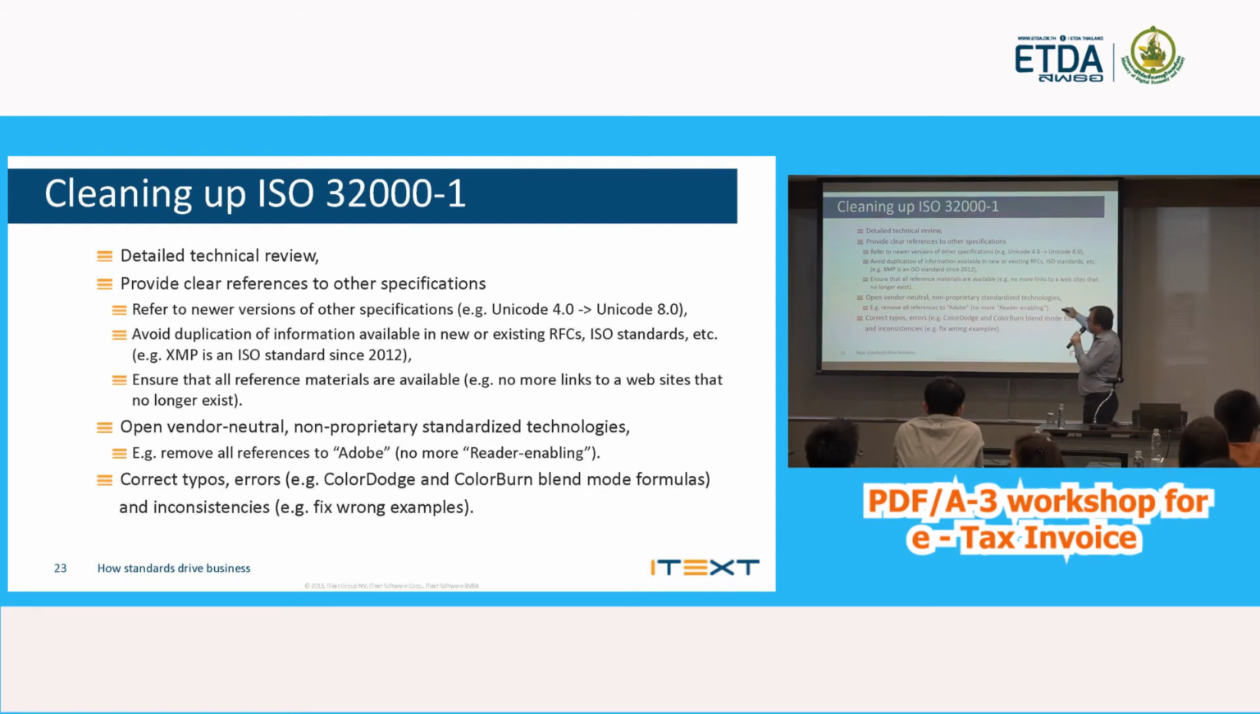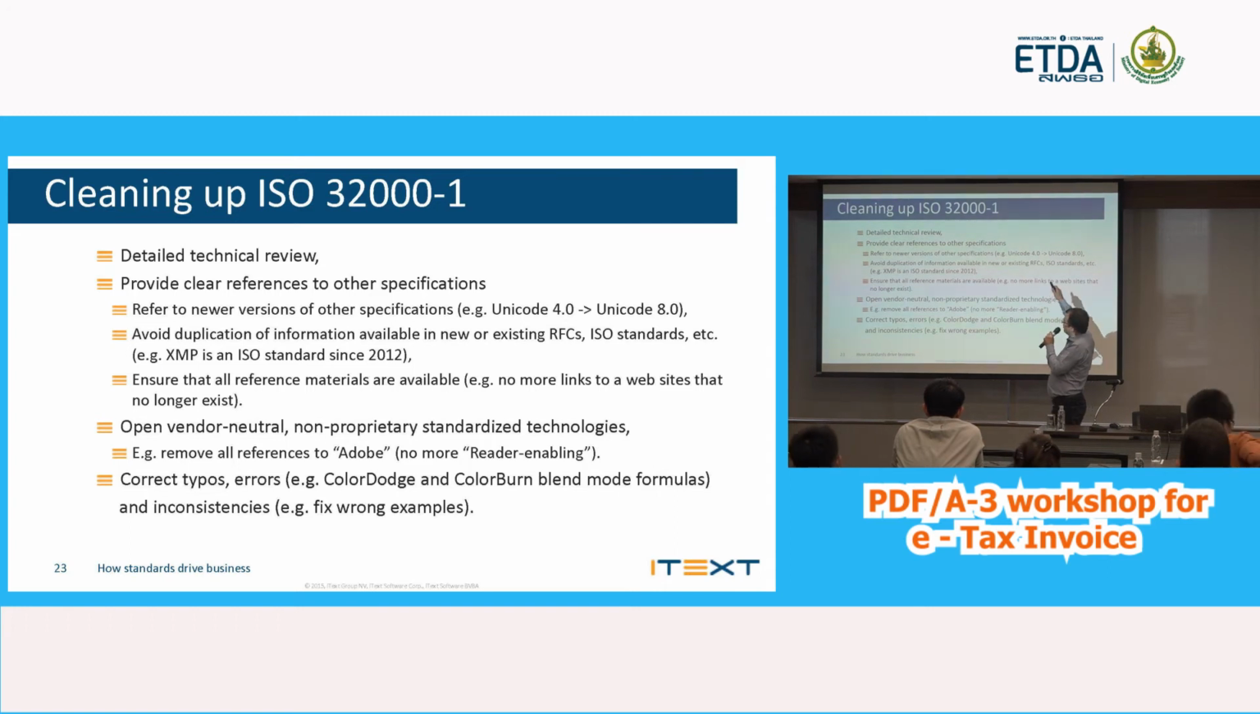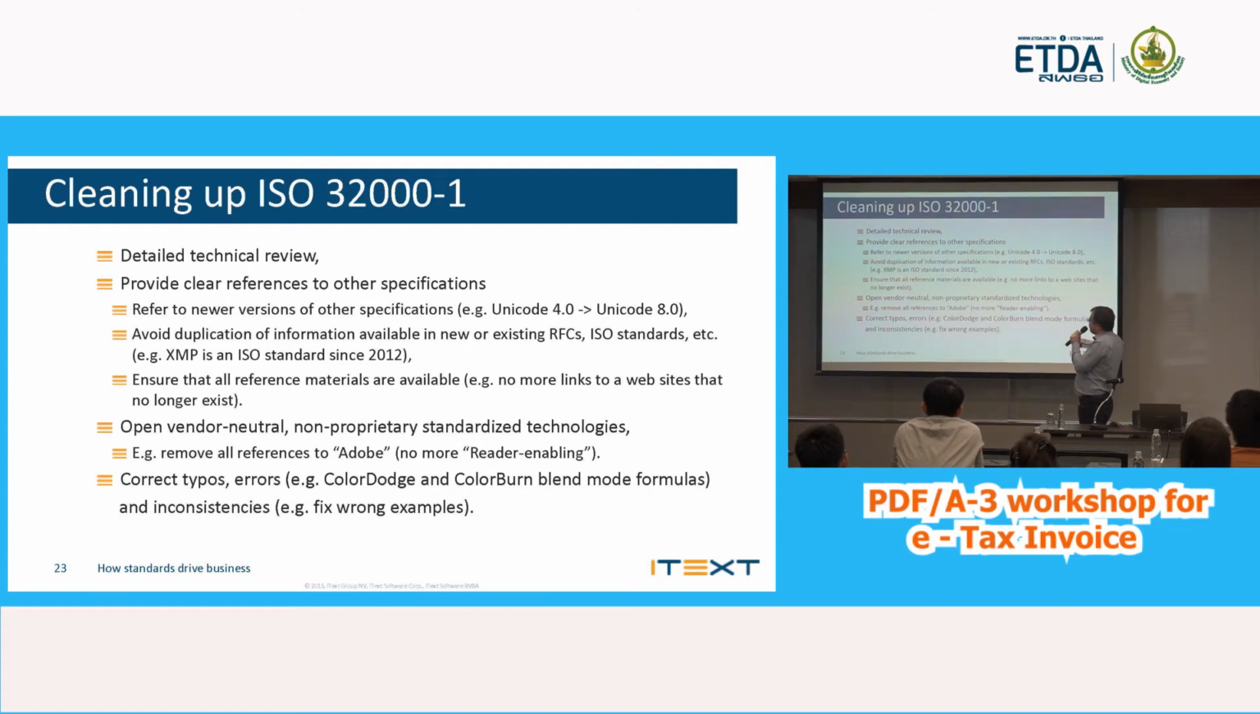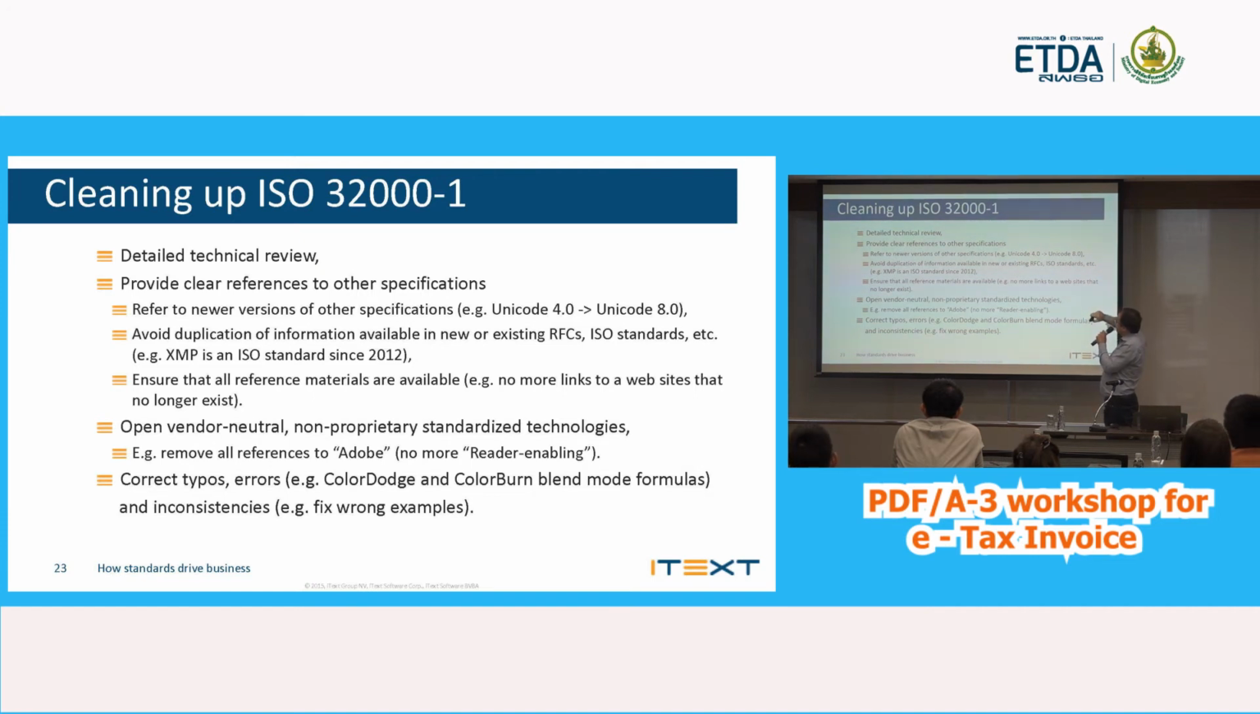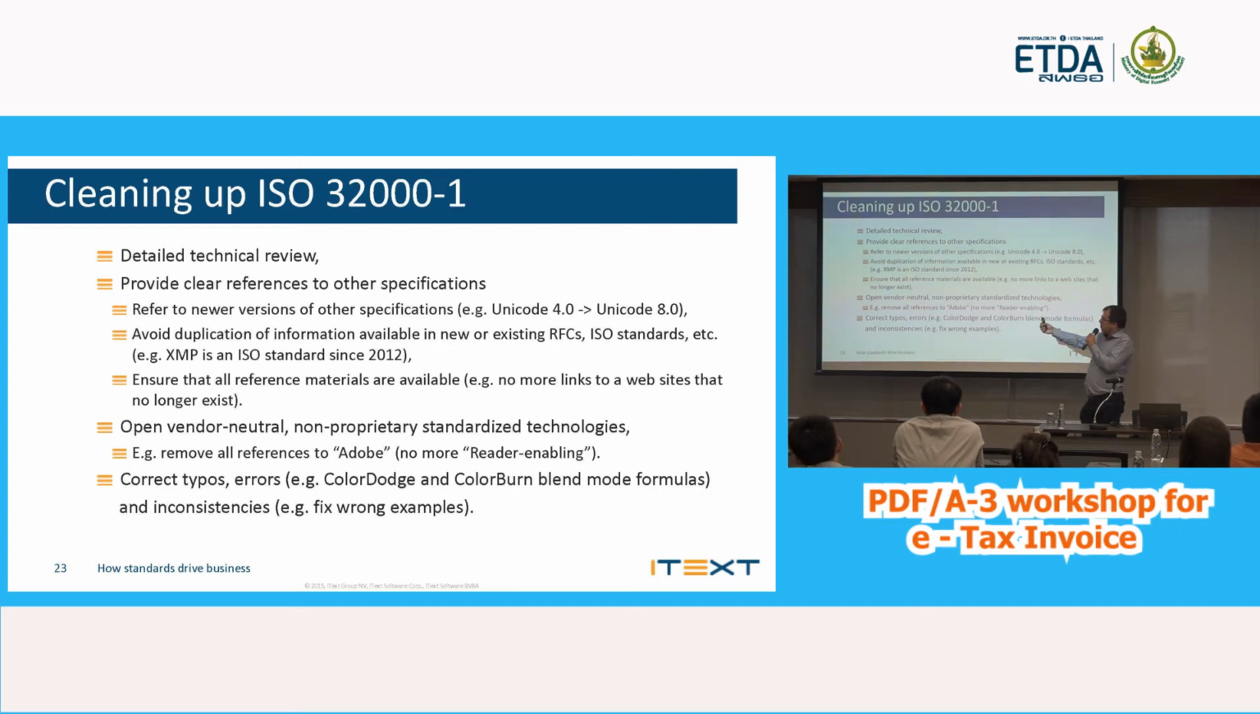So with PDF 2.0, ISO 32000-2, we did a detailed technical overview, and we fixed a number of things. So we updated all the references to other specifications. For instance, in the first ISO standard, it refers to Unicode 4.0. We upgraded this to 8.0. Then you saw that the number of pages decreased. Well, we tried to avoid duplication. XMP became a standard in 2012. So we now refer to the XMP ISO standard instead of adding a lot of information on XMP in the core PDF standard.